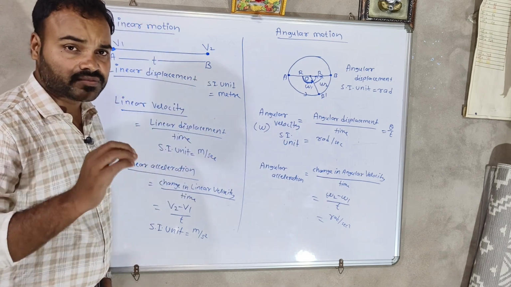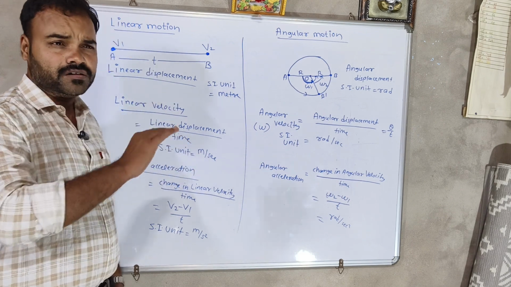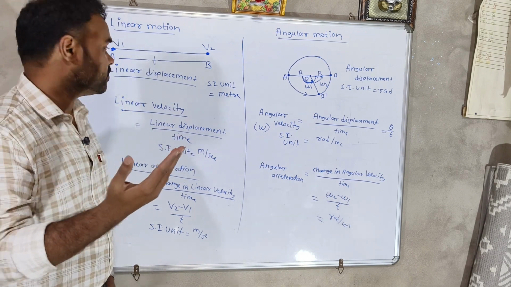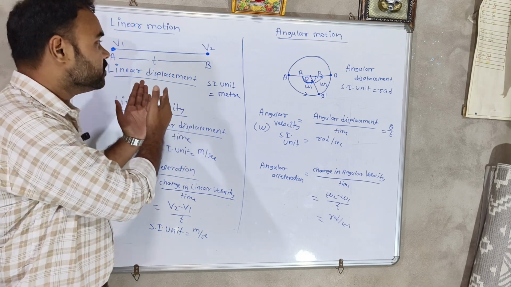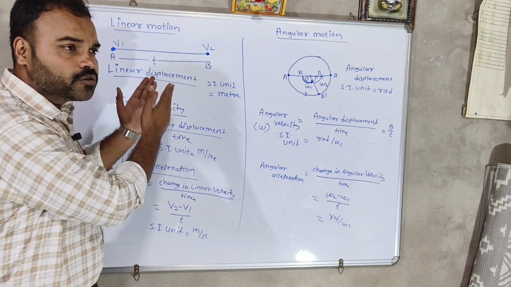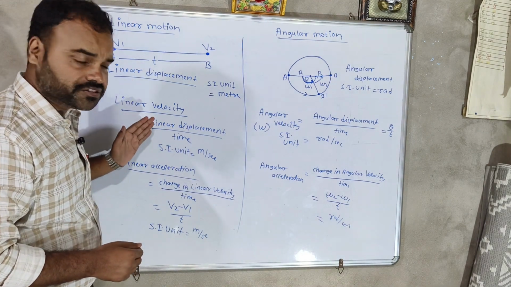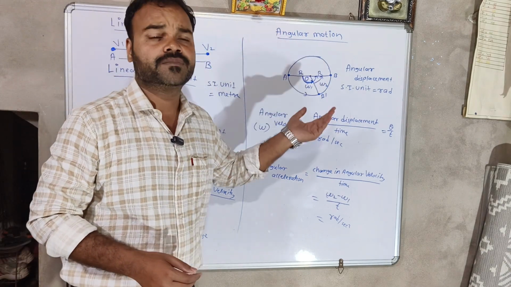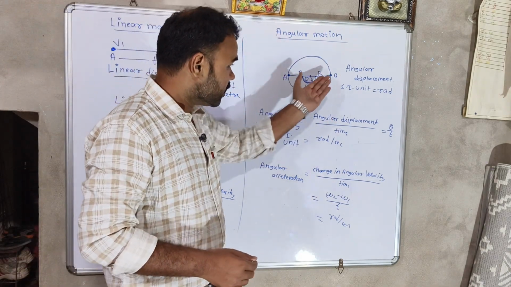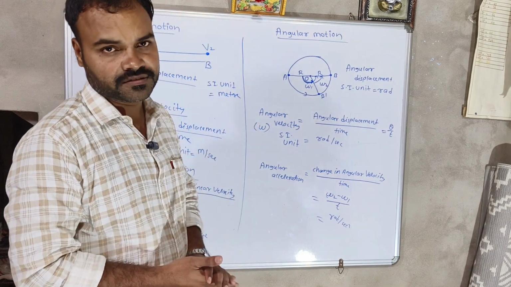So this is called linear displacement, and the motion is linear motion. In linear motion, there are three types: linear displacement, linear velocity, and linear acceleration. And in angular motion, there are three types: angular displacement, angular velocity, and angular acceleration.